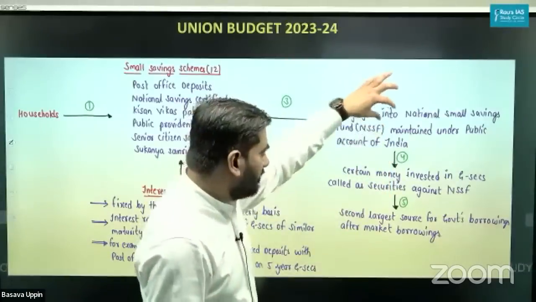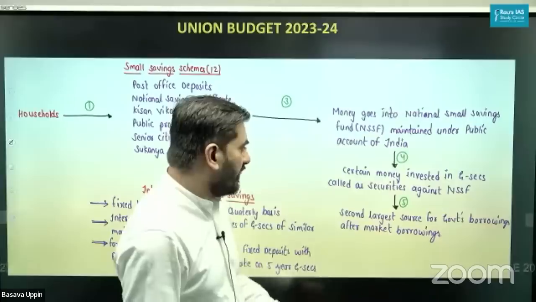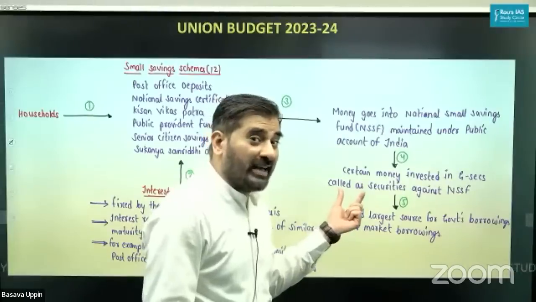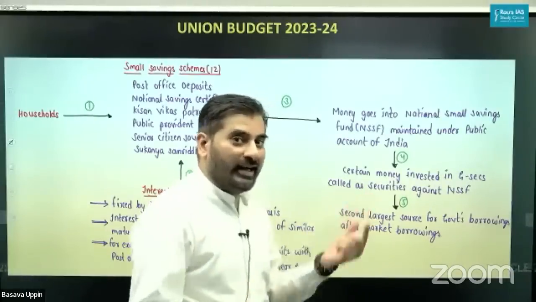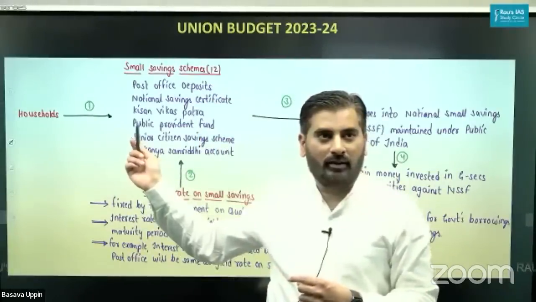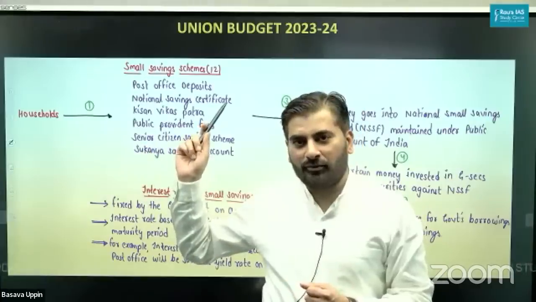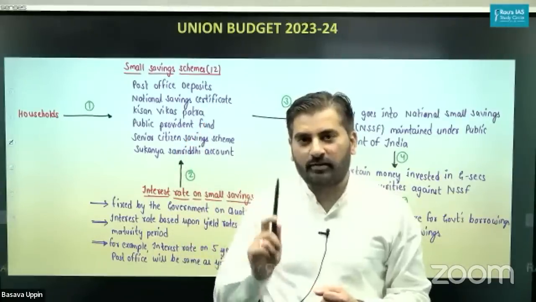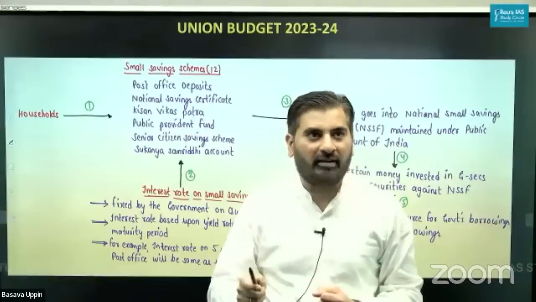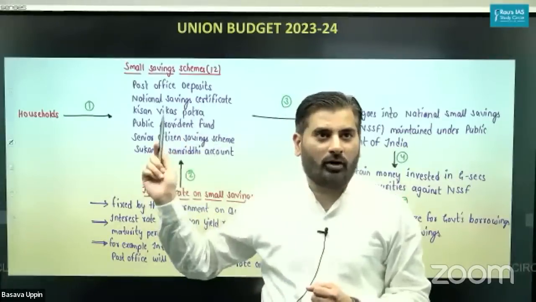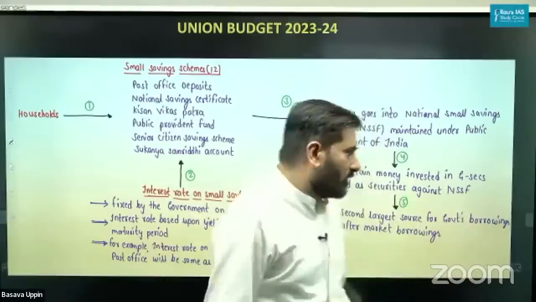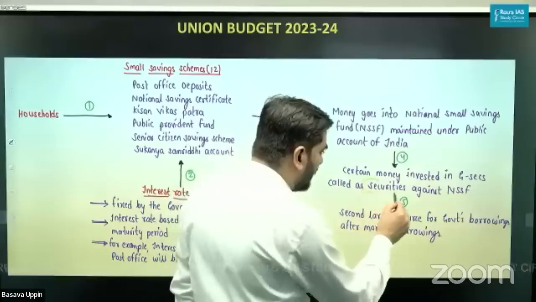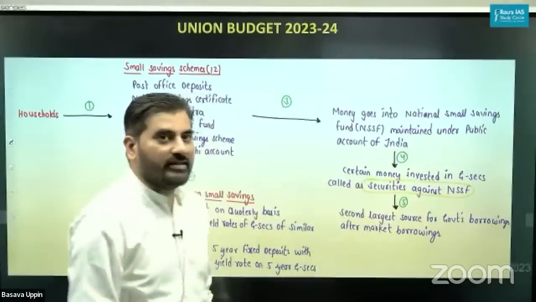A certain amount of money from this National Small Savings Fund is in turn invested in government securities, which means, can I say, the government is borrowing indirectly from where? Households. So remember the question asked in Prelims 2022. There was a question in Prelims 2022 that a part of the government's borrowing is financed through household savings, right? This is what the question statement was. So a certain amount of money is invested in government securities, and it is called what? Securities against the National Small Savings Fund.